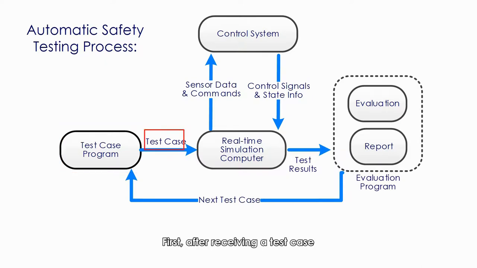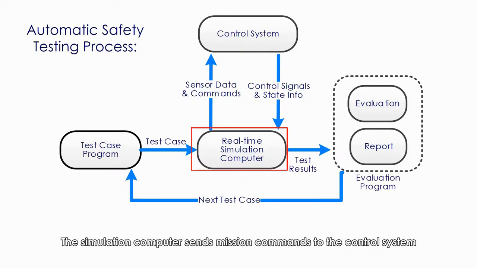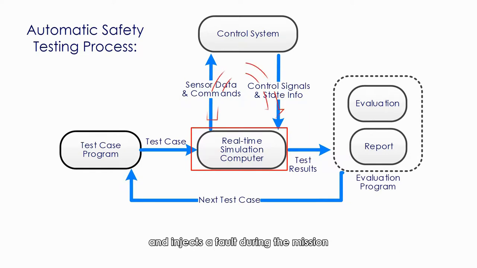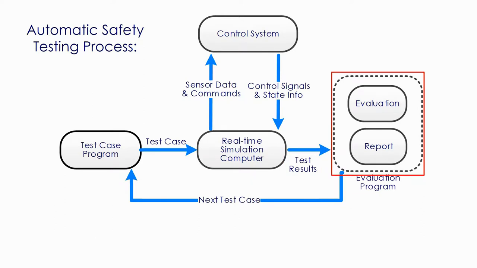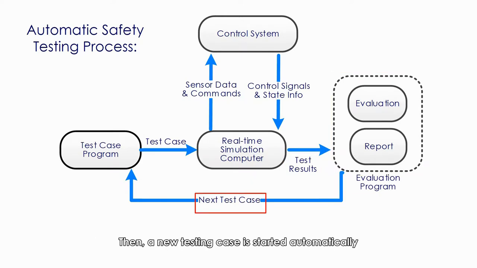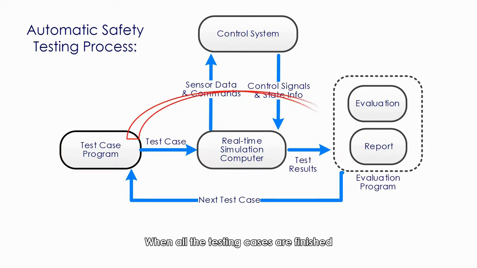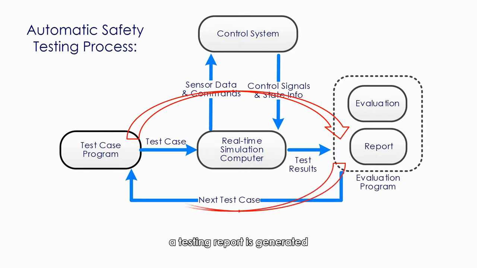First, after receiving a test case, the simulation computer sends mission commands to the control system and injects a fault during the mission. The evaluation program evaluates vehicle behavior after fault injection. Then, a new test case is started automatically after the previous test case is finished. When all test cases are finished, a testing report is generated.